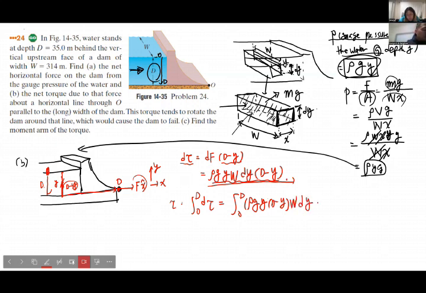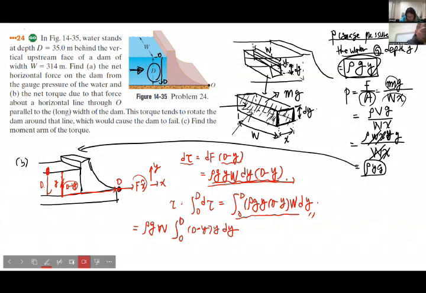Now, just like the integration of the force, you just take the same steps. Take the constant values out of this integration. So that is rho g and W, and the integral of (d minus y) times y dy from 0 to d, right?